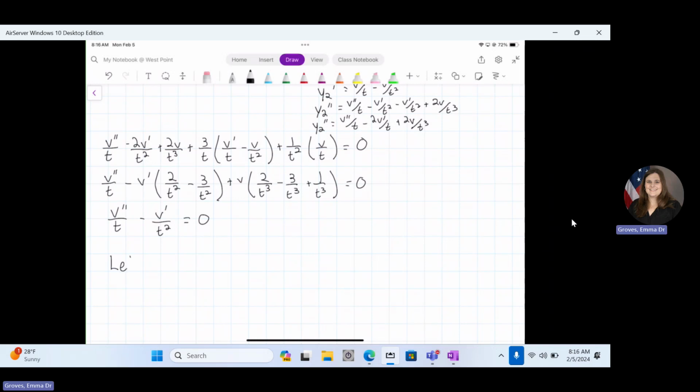Let's let W equal V prime. So what does that mean W prime equals? V double prime. So now I've got W prime over T plus W over T squared equals 0. Why on earth would I want to just rename letters? No idea. We're shaking our heads in defeat.